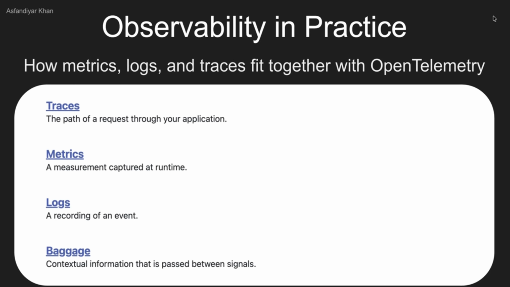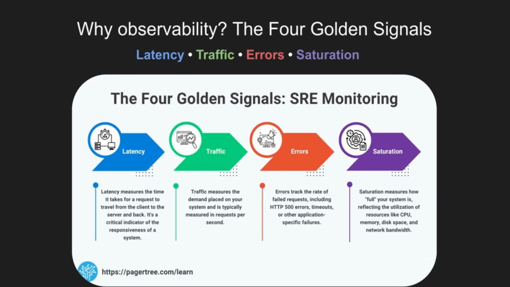OpenTelemetry captures four kinds of signals. Traces show the path of a single request across services. Metrics record numerical measurements like latency and error counts. Logs capture discrete events at a point in time. Baggage carries contextual information like user IDs so we can tie signals together. Throughout, I'll show how these pieces combine to give true visibility.